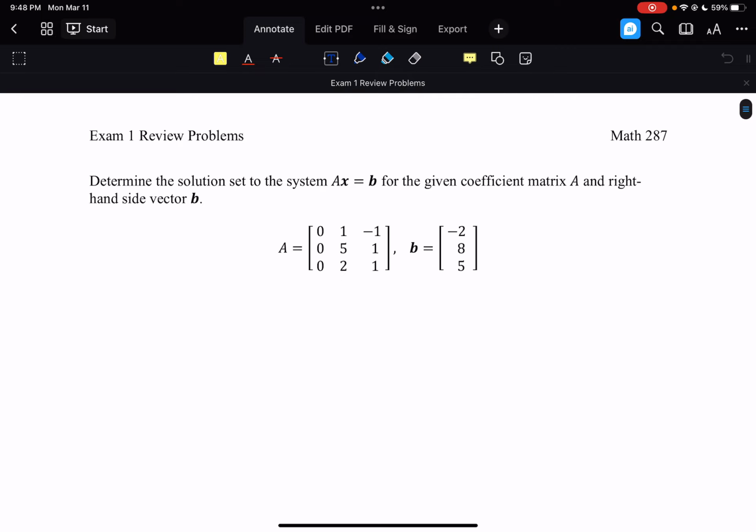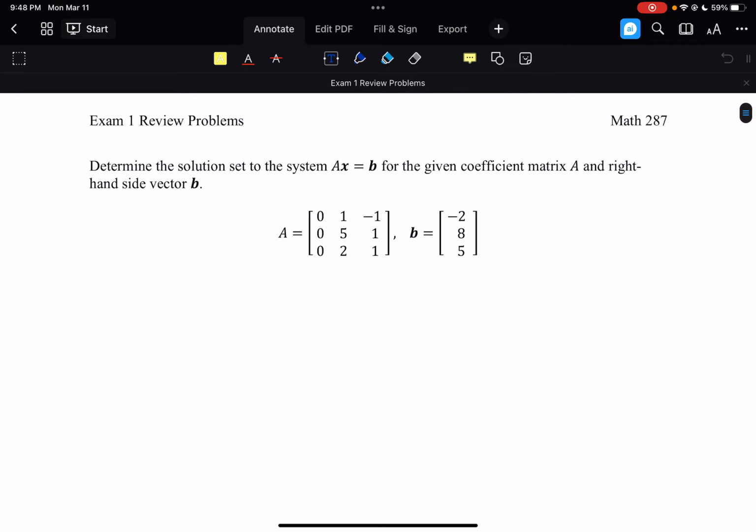If you have not had a chance to try this problem yet on your own, I would encourage you to attempt the solution now, pause the video, see if you can solve the problem on your own, and then come back and look through my solution. All right, so let's go ahead and get started.